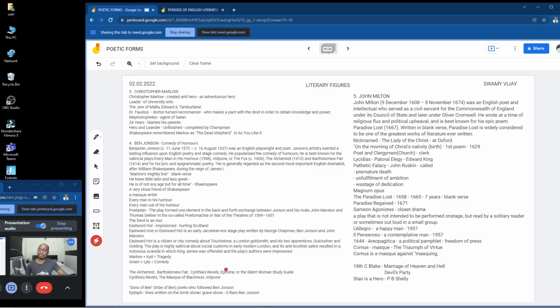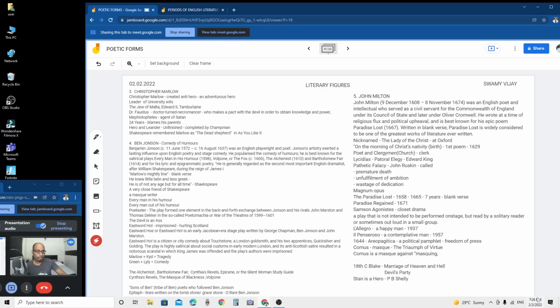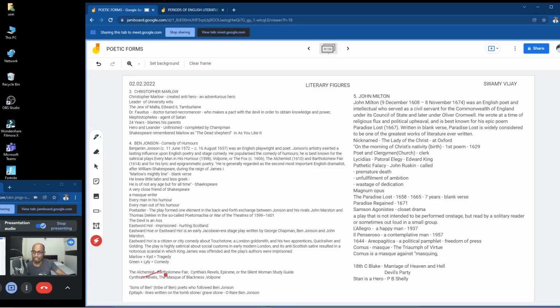Other works written by Ben Jonson are The Alchemist, Cynthia's Revels, Epicene or The Silent Woman, The Masque of Blackness and Volpone. And then there is one more group of people who are known as Sons of Ben. Like the Scottish Chaucerians, there are also people known as Sons of Ben, or the Tribe of Ben, poets who followed Ben Jonson.